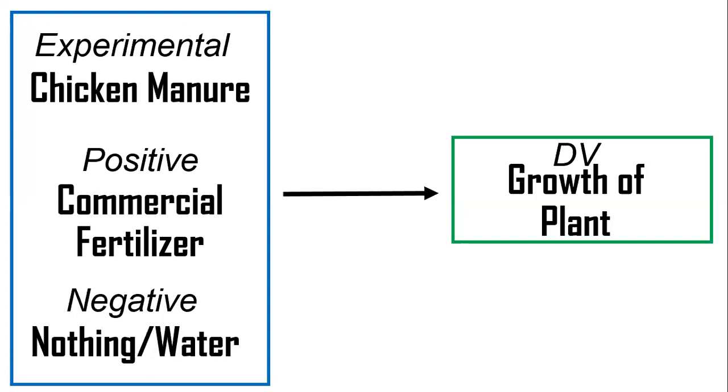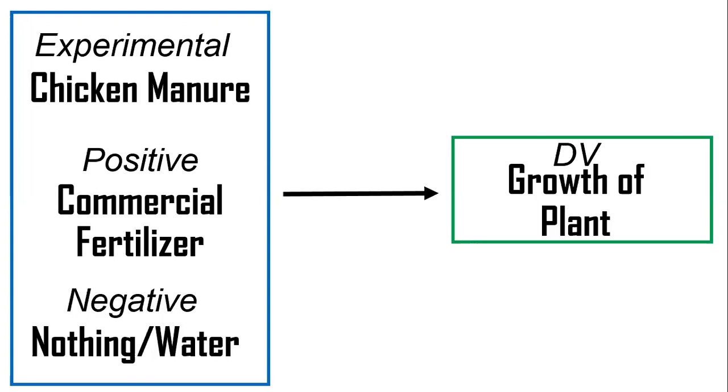So we also have other control variables. When we say control variables, those must be kept constant. You cannot change them. When you want to know if chicken manure really affects the growth of plants, you have to keep the amount of soil constant, the type of soil the same in all of this testing, the amount of water, the type of plant that you are going to test, the chicken manure, the commercial fertilizer, and the water.